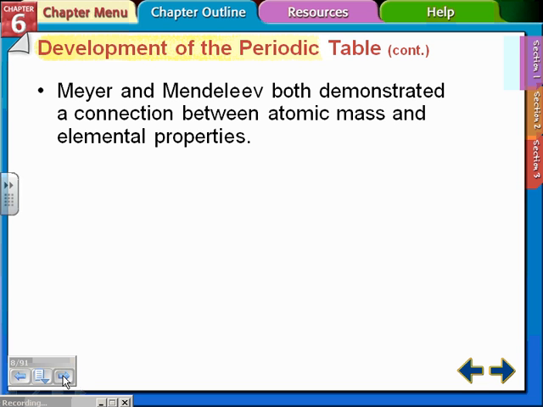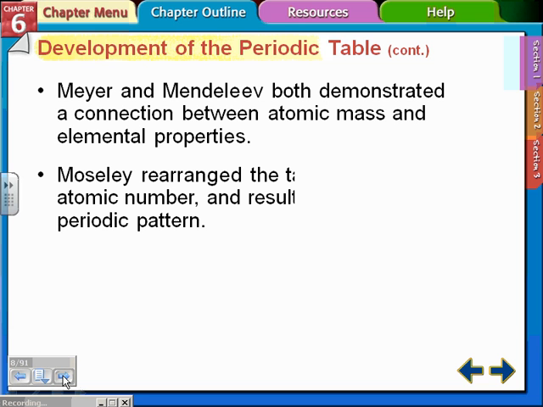Two other scientists, Meyer and Mendeleev, both demonstrated a connection between atomic mass and elemental properties. And Moseley rearranged the table by increasing atomic number, and this resulted in a clear periodic pattern. So atomic mass wasn't the correct way to arrange the periodic table. It was by atomic number, which is how our current periodic table is arranged.